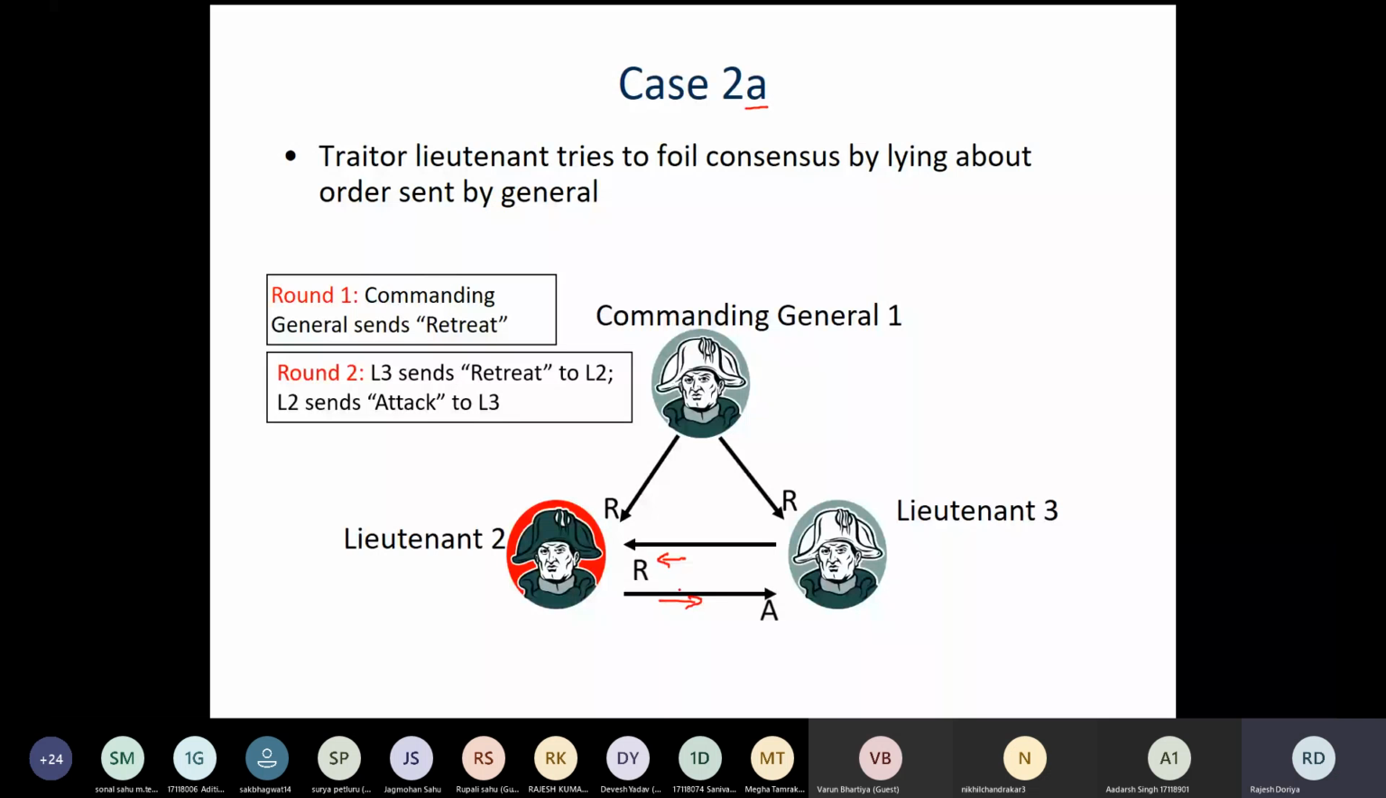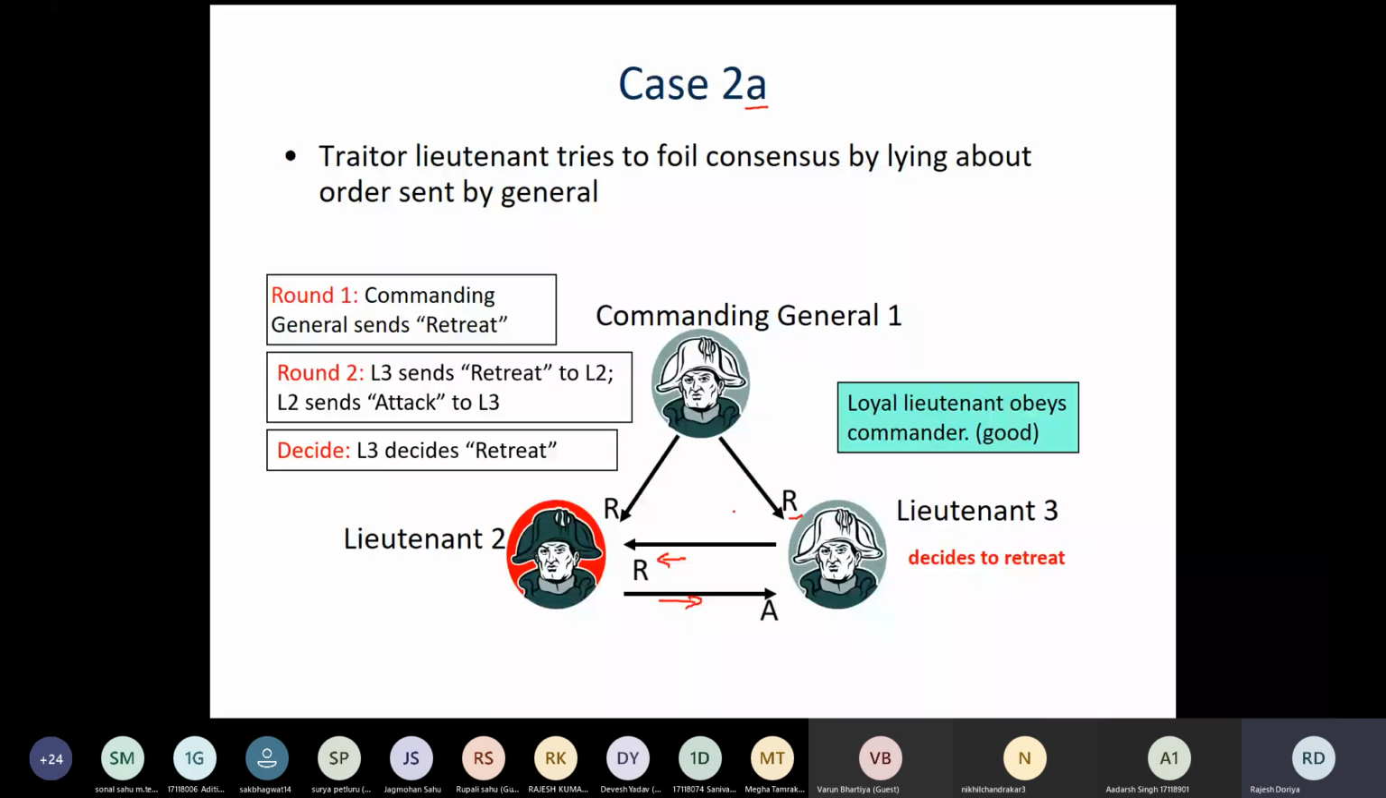So this time your L3 is again going to decide for retreat, since he is getting the message of retreat from the commanding general and a message to attack from lieutenant 2. So it has to decide between attack and retreat, since the retreat is being received from the commanding general and the default option is also retreat. So in this case, lieutenant 3 is again going to obey the commanding general. So again, you can say that somehow the consensus has been established.